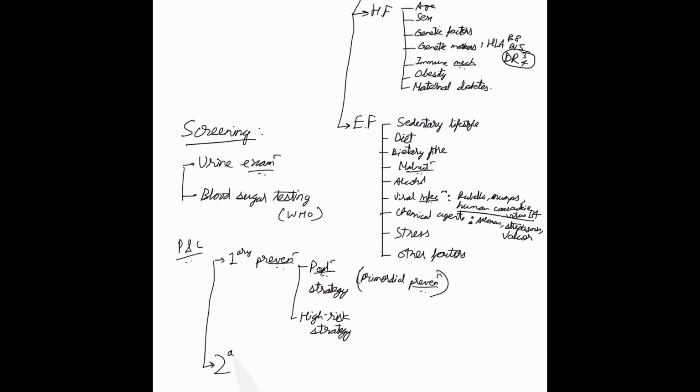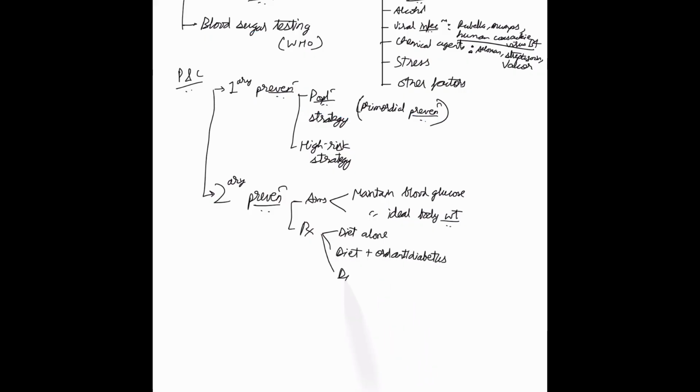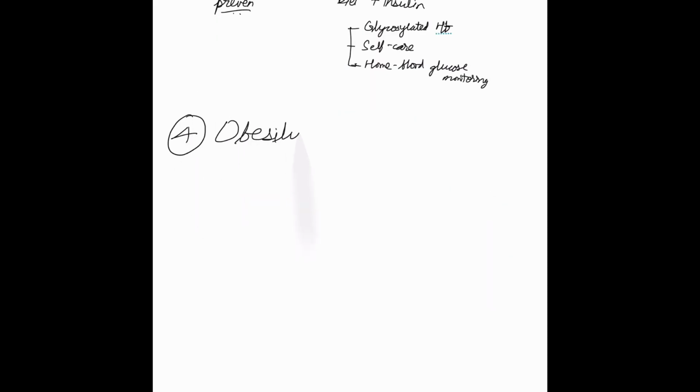So, yeah. Coming to secondary prevention, we should see the aims of secondary prevention, that is to maintain a reasonable blood glucose level and maintain ideal body weight. Treatment can be via diet alone, or diet with oral antidiabetics, or diet with insulin. A diabetic must also check glycosylated hemoglobin at regular 3-monthly intervals, follow self-care instructions, and be counselled on home blood glucose monitoring. And of course, you have tertiary prevention in case any complications arise like diabetic foot ulcers, etc.